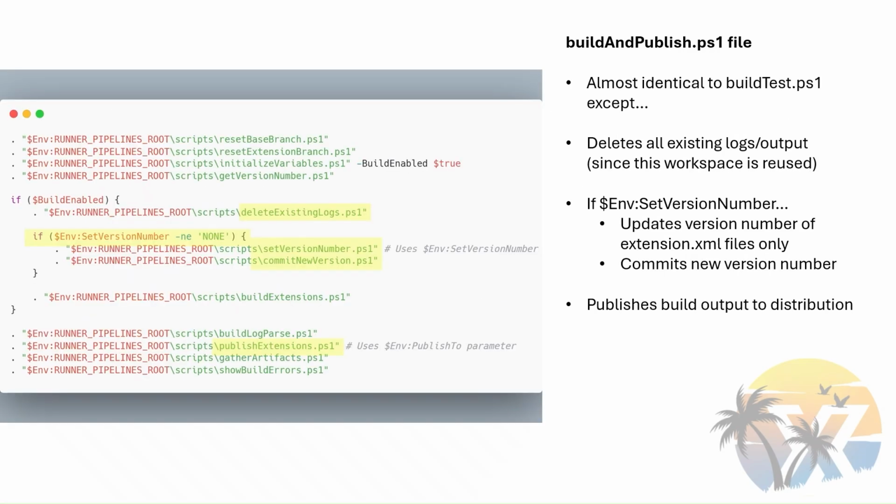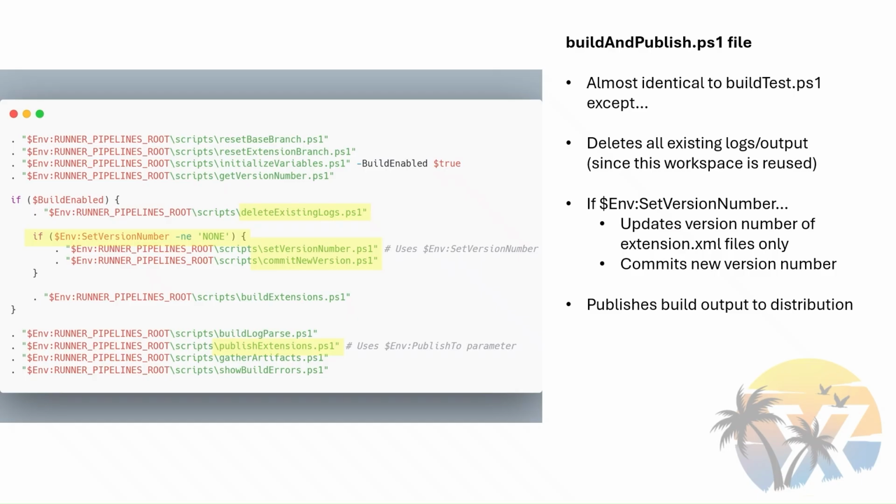So let's look inside this build and publish.ps1 script. This is almost identical to the build and test script, except it deletes the existing logs. I think that was in the old one though. But here now we have the set version number. In the build test, we are not setting or updating any version number. We are just building the branch as it exists to make sure it compiles.